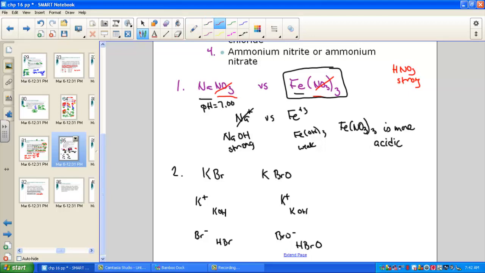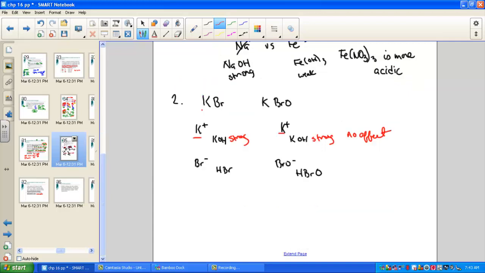So here's the original ion and here's its parent base. We understand that they're both the same, and since they're both strong, no effect. So the potassium ion, no effect. However, let's consider bromide, HBr. This is one of the 7 strong acids, so bromide, no effect. Parent here strong, parent here strong, pH comes out to be exactly neutral, 7.0.